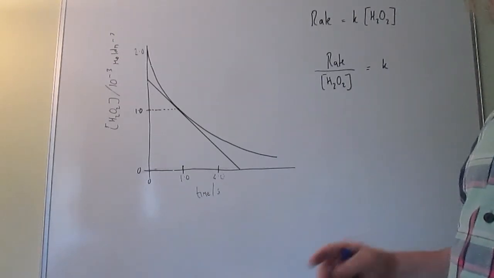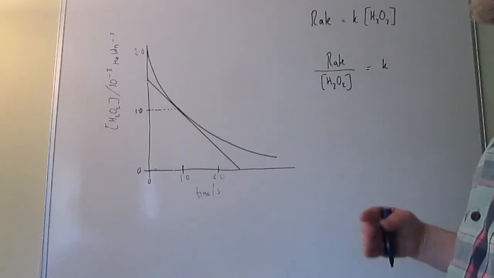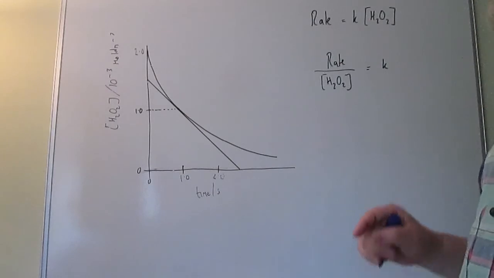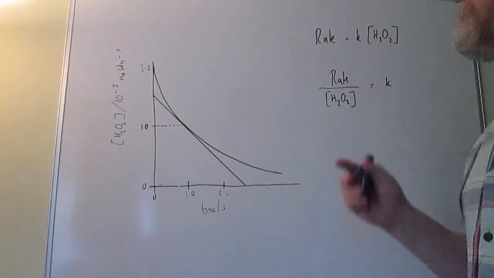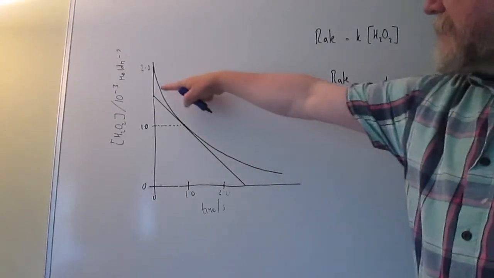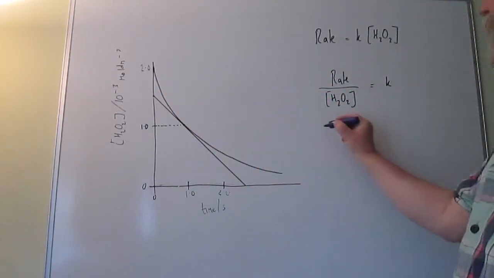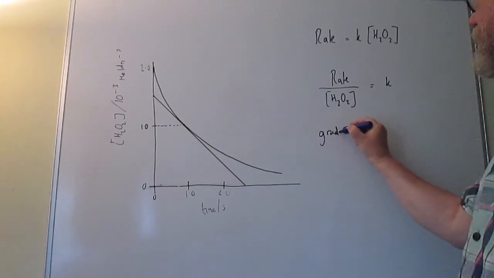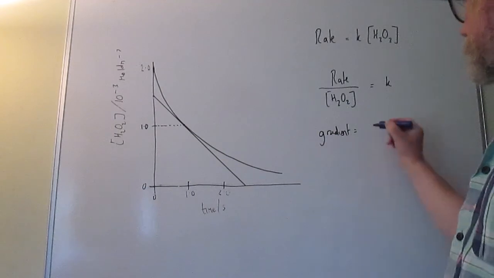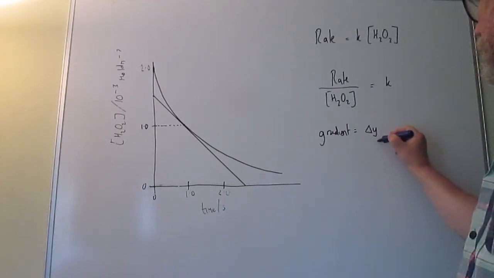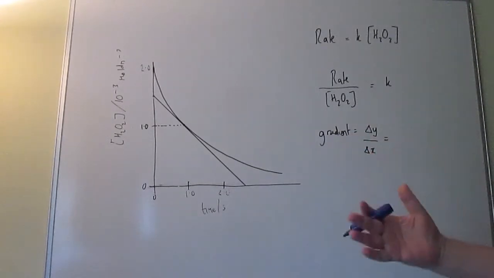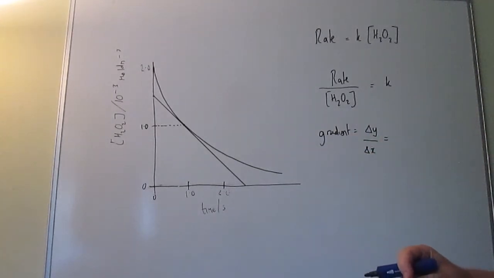Gradient measuring is an important skill. You get to use it a lot in chemistry, and so make sure you know how to do it. Okay, so to get the gradient of a line, in this case the tangent that we've drawn, you have to remember what a gradient is, which is the vertical change divided by the horizontal change. So if you like, delta y divided by delta x. And you just have to read those numbers off the graph and plug them into the recipe.